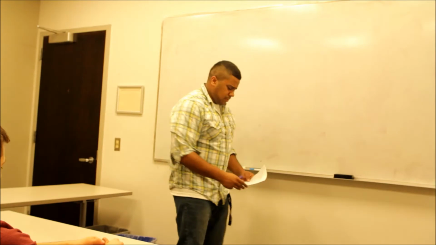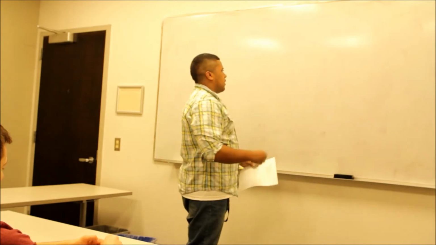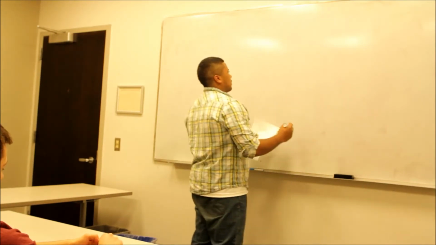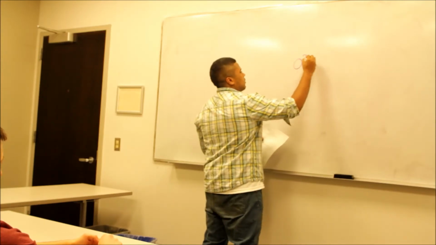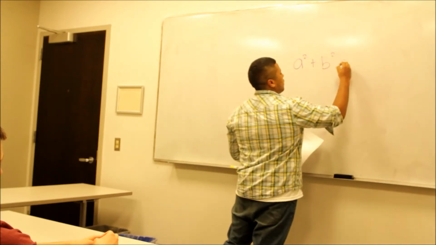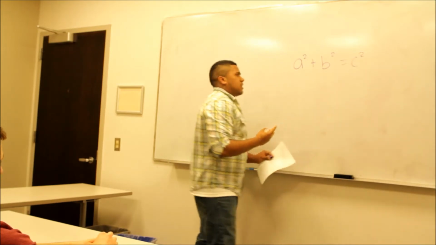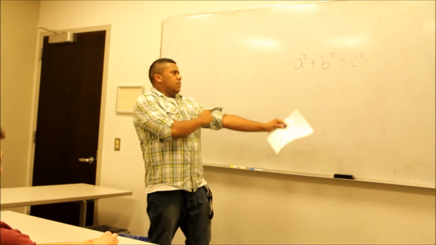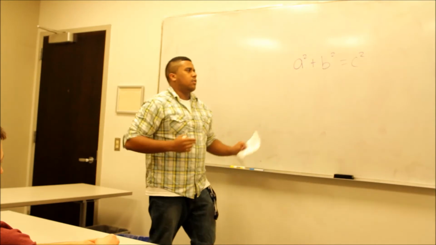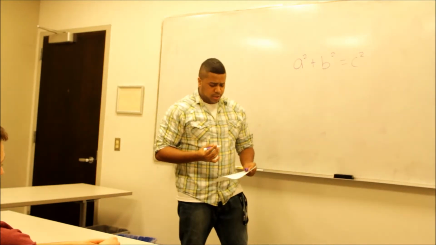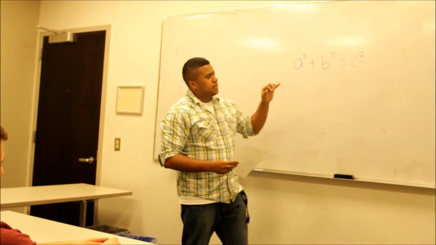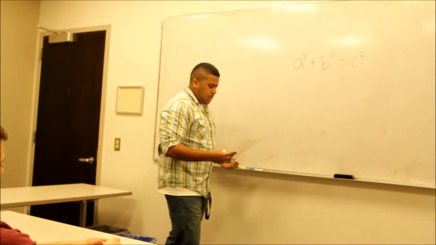There are many theorems for different types of triangles out there, and the Pythagorean theorem only deals with right triangles, so I'm going to get started with that. The Pythagorean theorem is simply a squared plus b squared equals c squared. C is always the hypotenuse, which is the longest side of the triangle or the side opposite of the right angle of the triangle. And A and B are the other 2 sides of the triangle.